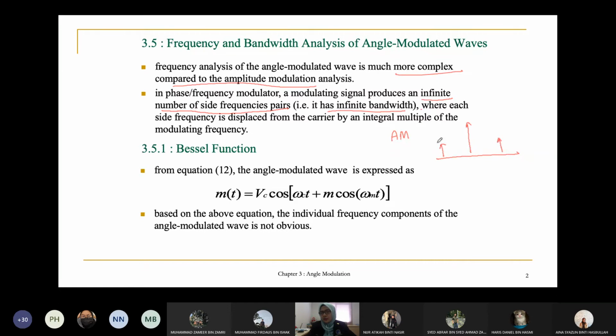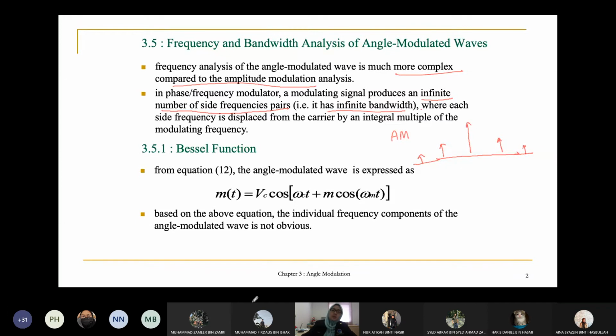You only have one sideband, one pair of sidebands. This is the upper side frequency, this is the lower side frequency. But in chapter 2 part 2 we covered that if we have more than one modulating signal frequency, then you could have something like this.